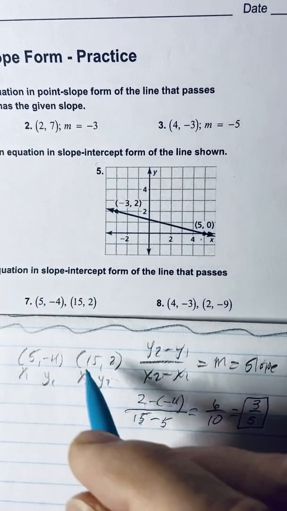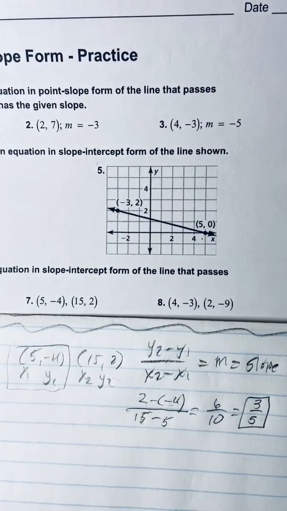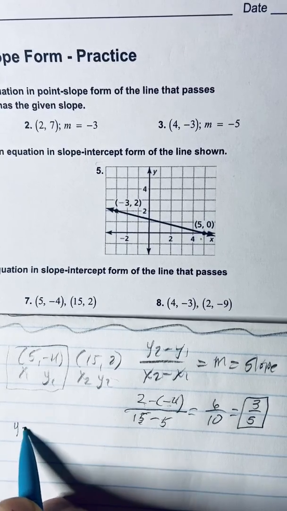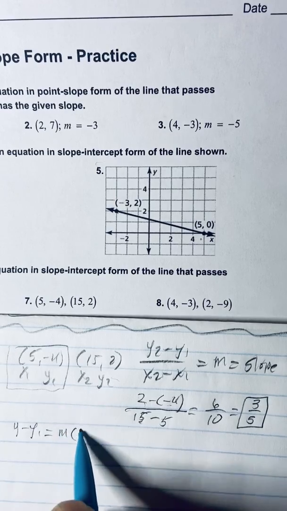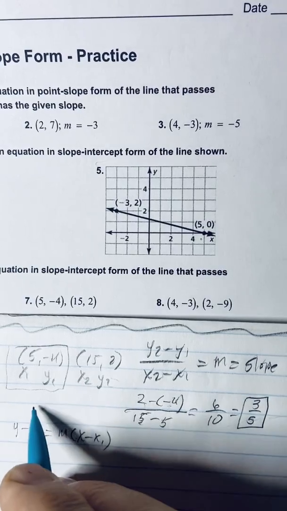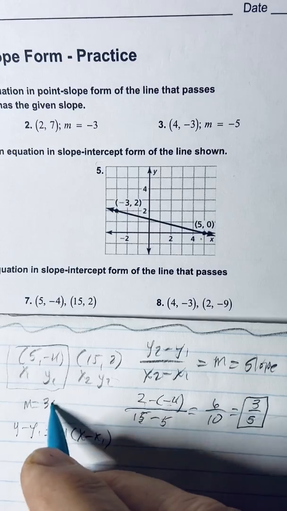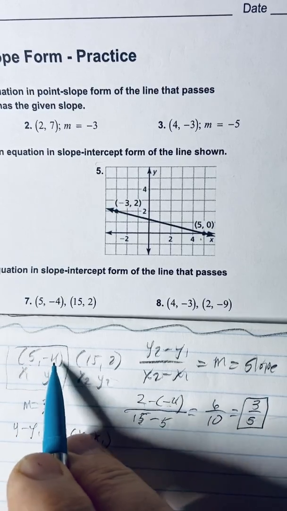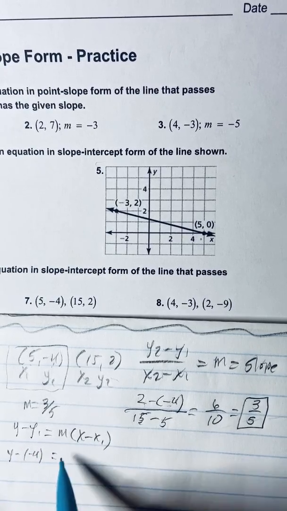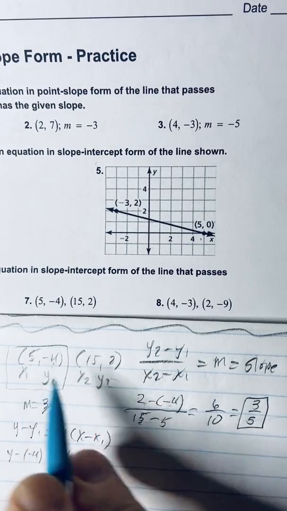Alrighty, so I'm going to choose 1 point. And I'll choose this one here just to make things different. And so y minus y sub 1 equals m times x minus x sub 1. So here's my m, 3/5, and x1 and y sub 1. And so it's y minus negative 4 equals 3/5 times x minus 5.